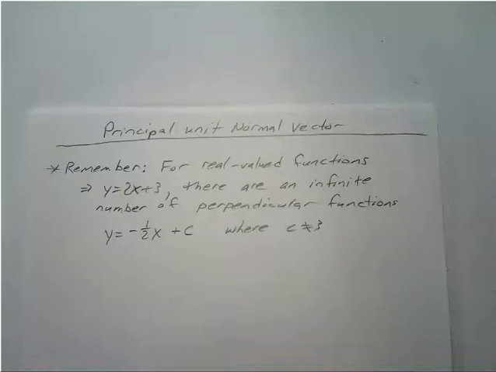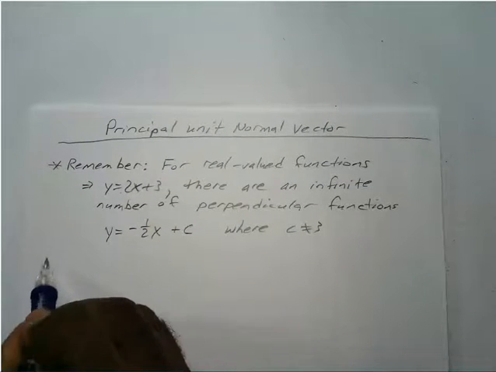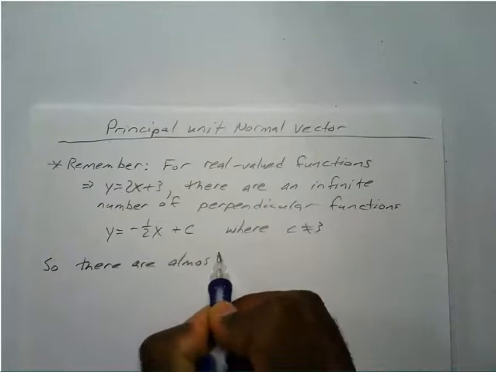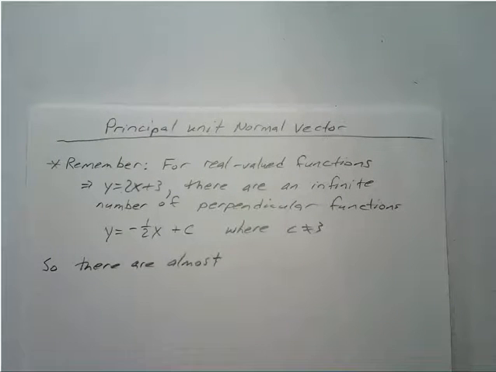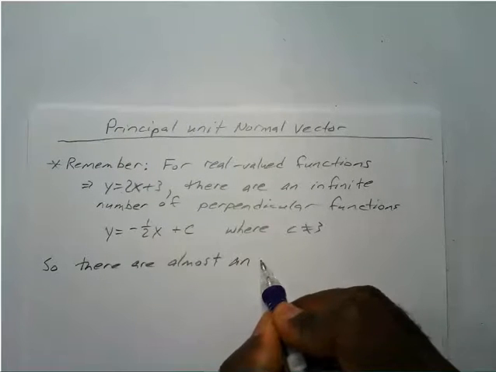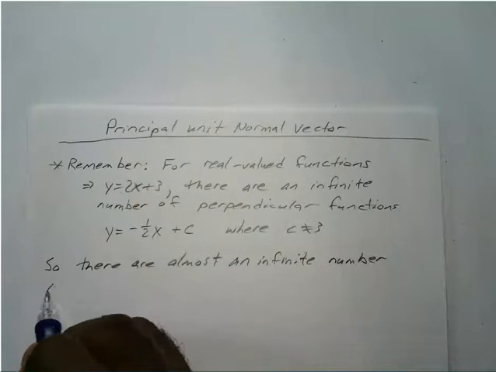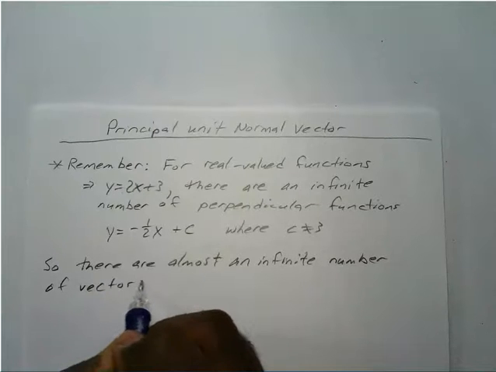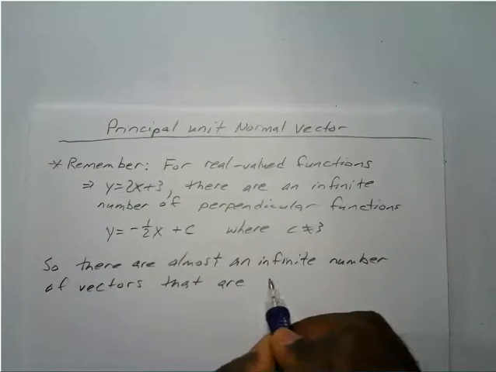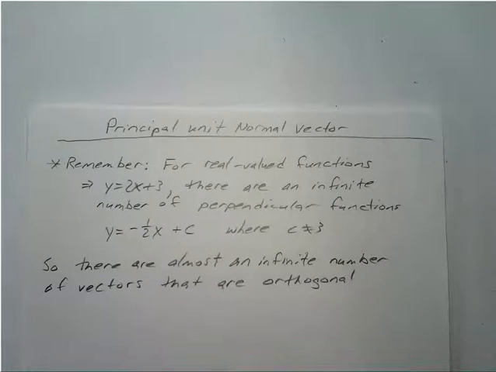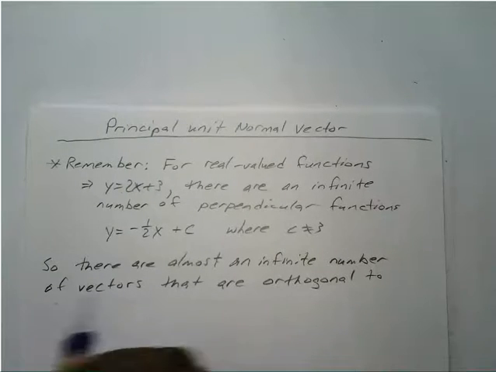The thing is, with vectors, it kind of works the same way. So there are, I will say, almost an infinite number, because I don't want to attach myself to infinite, of vectors that are orthogonal. And remember, orthogonal is just another way to say perpendicular to other vectors.